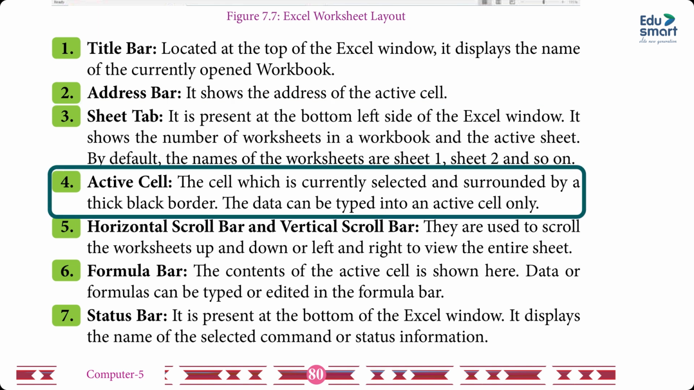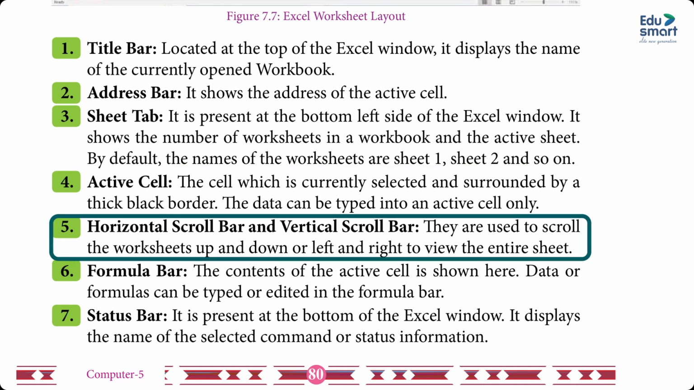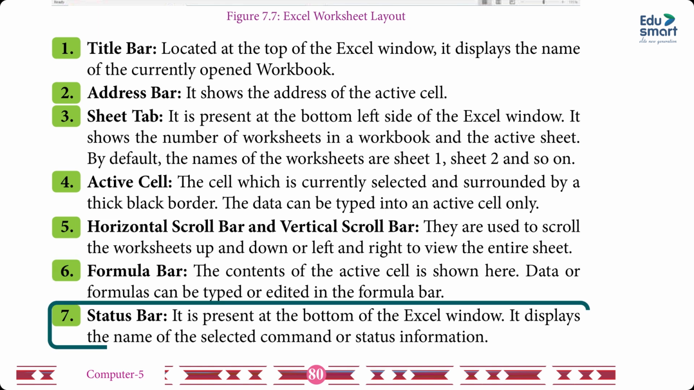4. Active cell. The cell which is currently selected and surrounded by a thick black border. Data can be typed into an active cell only. 5. Horizontal scroll bar and vertical scroll bar. They are used to scroll the worksheets up and down or left and right to view the entire sheet. 6. Formula bar. The content of the active cell is shown here. Data or formulas can be typed or edited in the formula bar. 7. Status bar. It is present at the bottom of the Excel window. It displays the name of the selected command or status information.